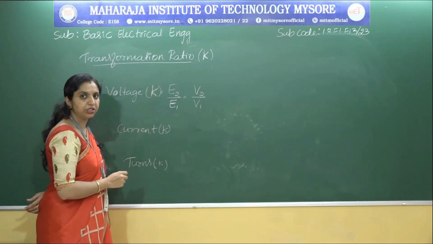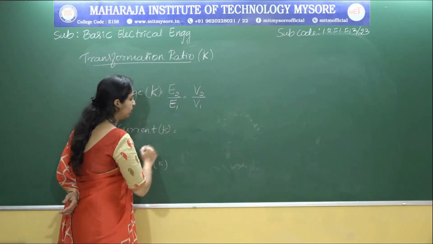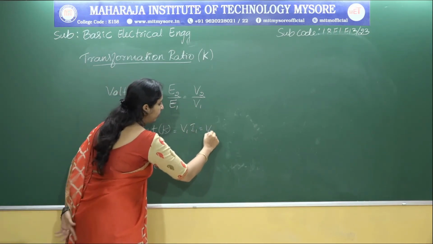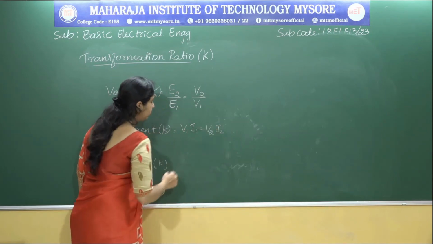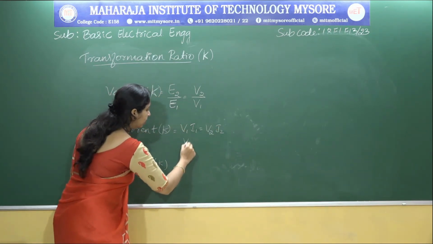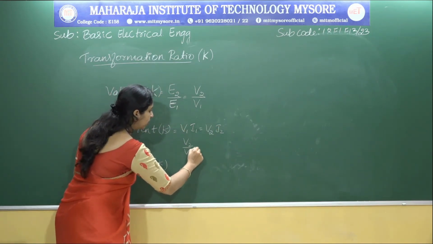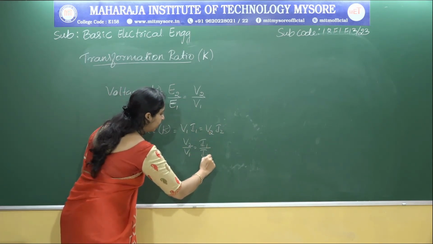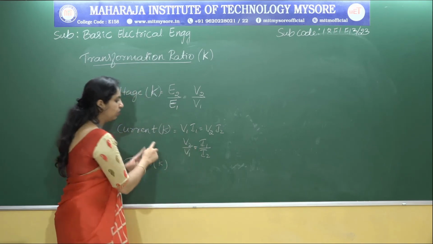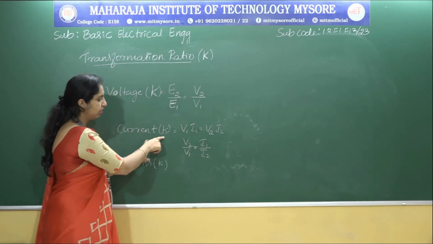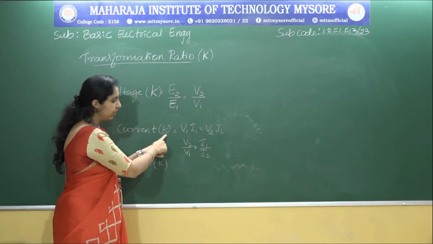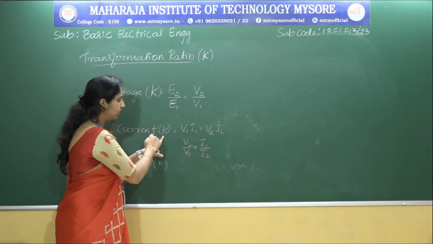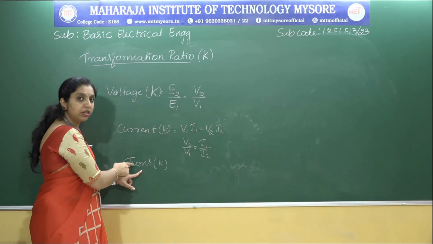Similarly, we have the current ratio. We know that V1 I1 is equal to V2 I2. So what is V2 by V1? V2 by V1 is equal to I1 by I2. Right? So the current ratio is the ratio of the primary current to the secondary current. This is the current ratio, and then we have the turns ratio.